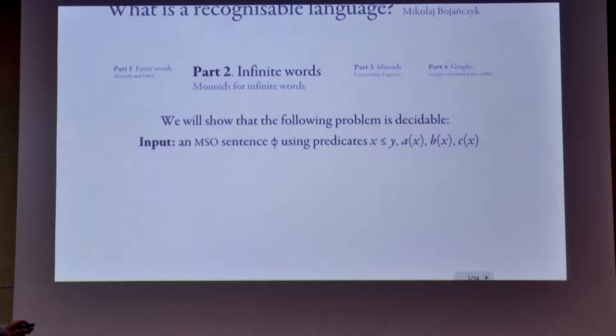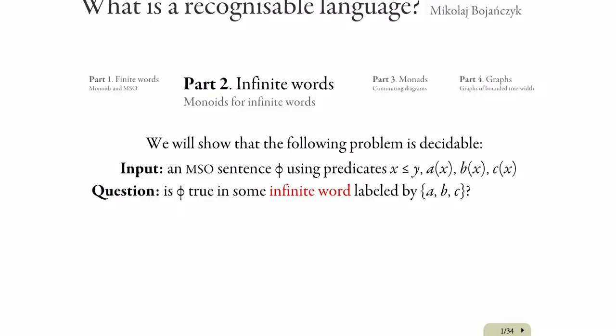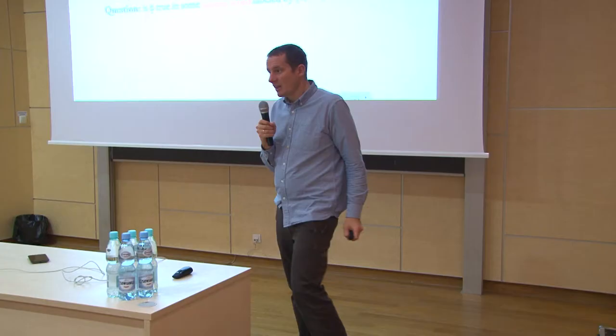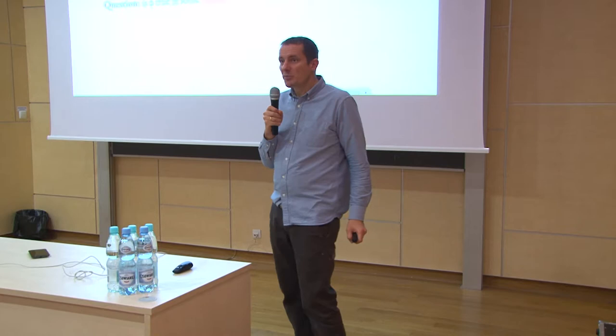You're given an MSO sentence with order and the alphabet. Here I use a three-element alphabet, but that is of course unimportant. And we want to know, is it true in some infinite word labeled by this alphabet? Now, what do I mean by infinite word? There are several different interpretations of this expression, and we will study them one by one.